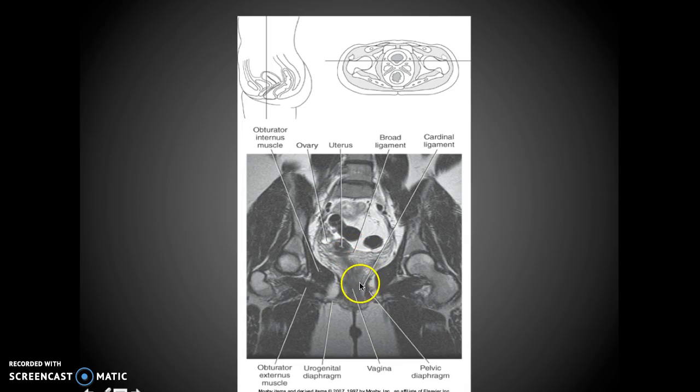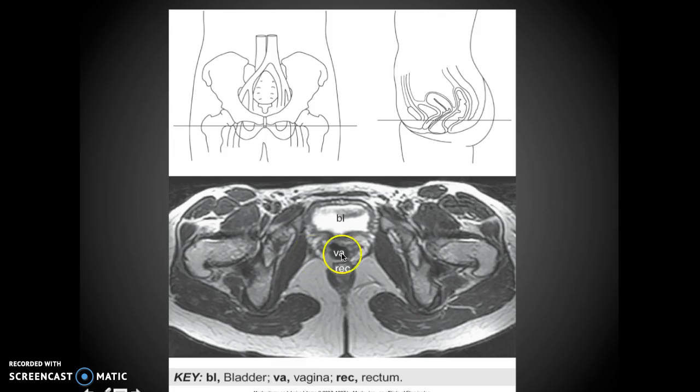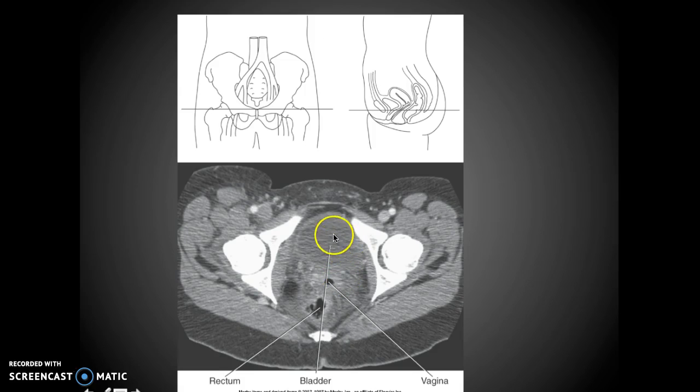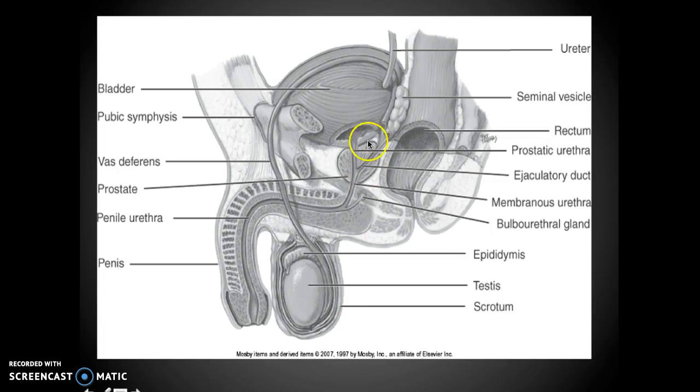I want you to know the vaginal canal and your obturator externus and internus. Here's your bladder, your vaginal canal, and your rectum. And your bladder, your vaginal canal, and your rectum. The male reproductive system, I think, is a little more complicated.